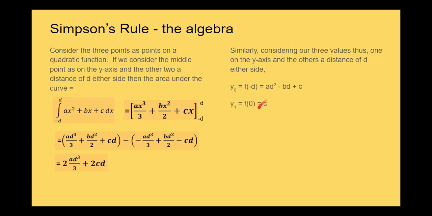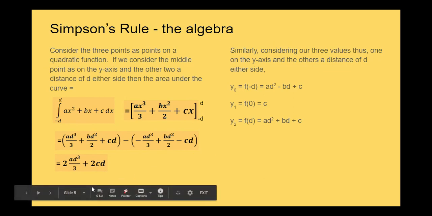Then we're going to sub in f of 0, because it's on the y-axis, so the x value is 0. And then we're going to find f of d. What's our y value when x equals d? What we're going to do is try and combine these y values in terms of a, b, c, and d.